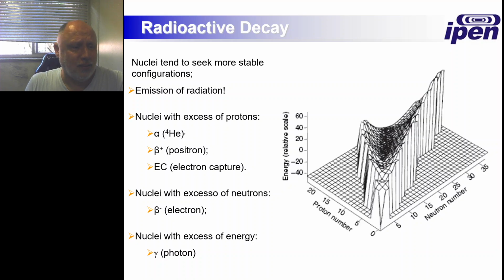Nuclei with an excess of neutrons don't have that many options. What they can do is emit beta minus, which is one electron, and then they eliminate one negative charge from the nucleus and become a bit more positive. Once again, there were no electrons in the nucleus to start with, but there's a process where something happens in the nucleus that will produce this electron, right? And if it's just an excess of energy, not of neutrons or protons, then you have a gamma ray.